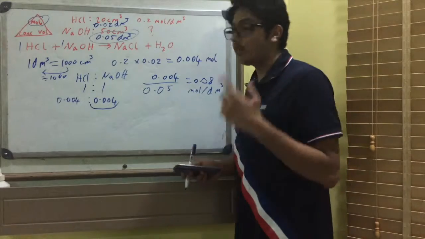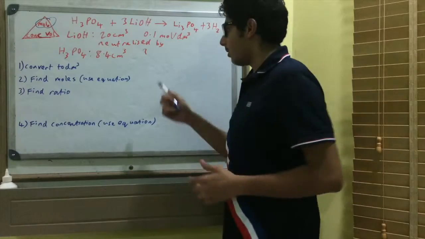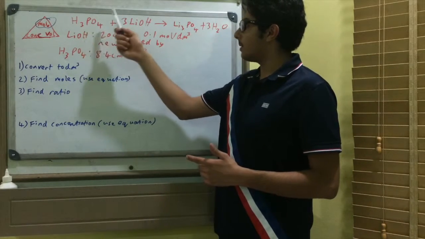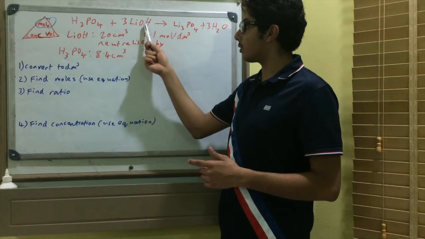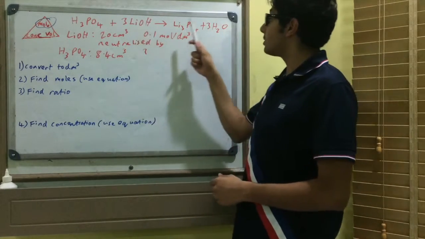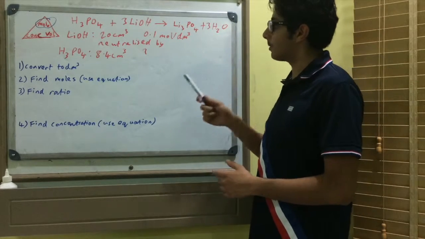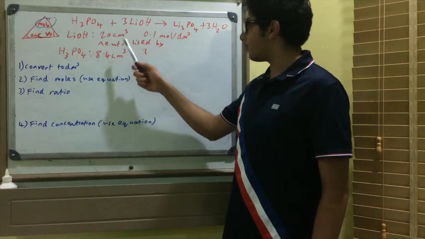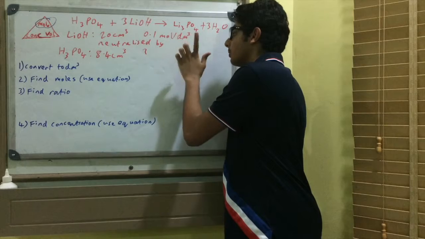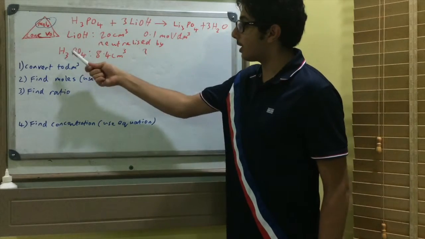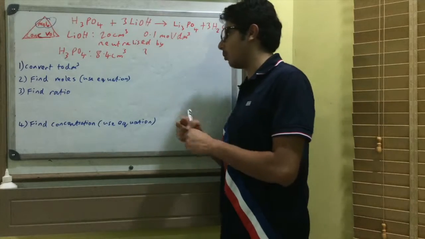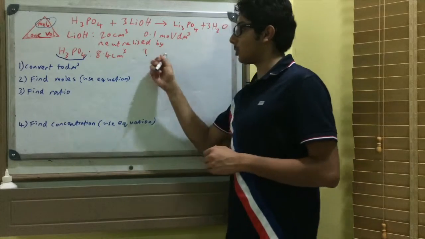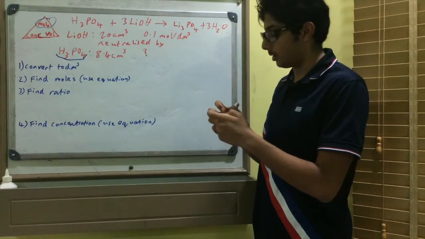And now on to the final question, which I will be doing in this video. Okay, so this is our last question. Phosphoric acid reacts with lithium hydroxide, neutralization reaction, to produce lithium phosphate and water. 20 centimeters cubed of lithium hydroxide, that's the volume, of concentration 0.1 moles per decimeter cubed is neutralized by the phosphoric acid with a volume of 8.4 centimeters cubed. We want to find out the concentration of phosphoric acid that neutralizes the lithium hydroxide.